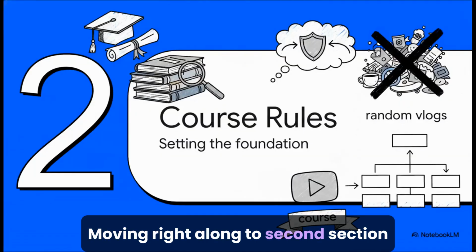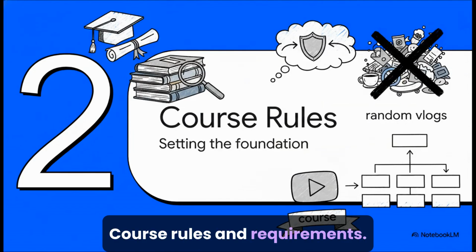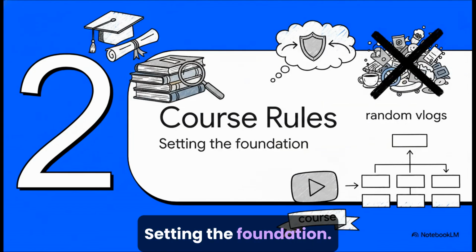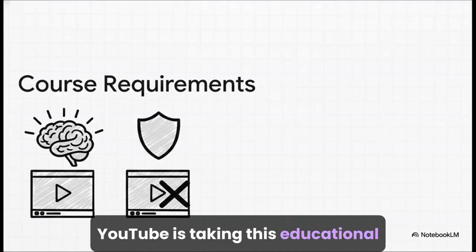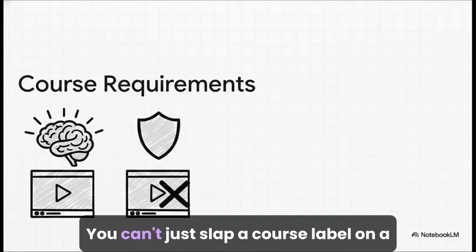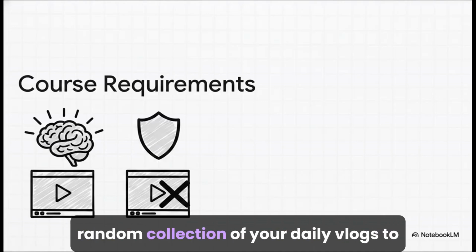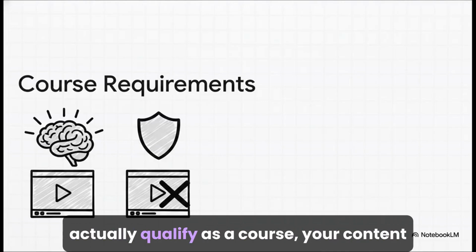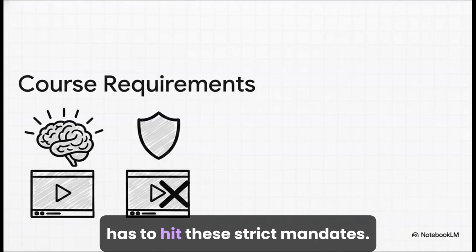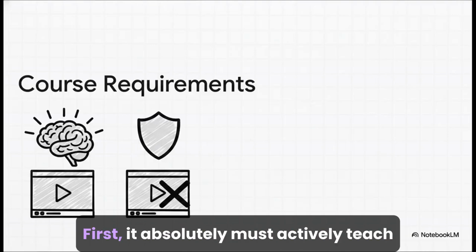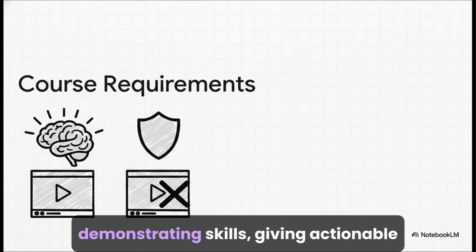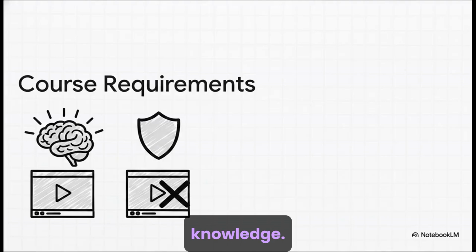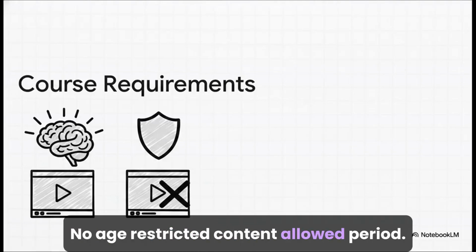Moving right along to Section 2, Course Rules and Requirements, setting the foundation. Now, what's really interesting here is that YouTube is taking this educational structure very seriously. You can't just slap a course label on a random collection of your daily vlogs. To actually qualify as a course, your content has to hit these strict mandates. First, it absolutely must actively teach viewers something. Think explaining concepts, demonstrating skills, giving actionable knowledge. Second, it has to be accessible to all ages. No age-restricted content allowed, period.